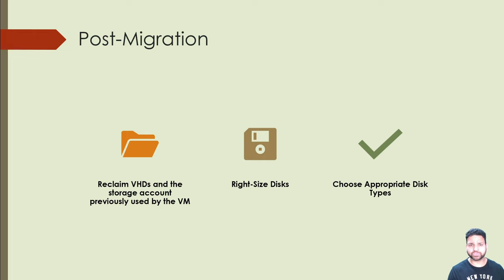And the last one is to choose the appropriate disk type. In the managed disk, you can choose multiple performance levels. Based on your requirement, after the migration, you can change the performance level of your disk. Using that, either you will do the cost optimization or performance optimization for your virtual machine. So that was all the detail about the migration from unmanaged disk to managed disk. Let me now show the step-by-step migration process in the lab.